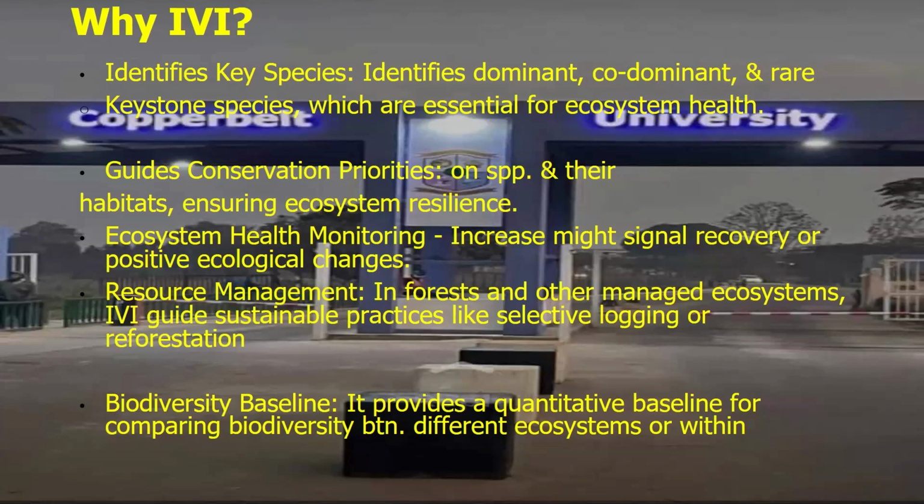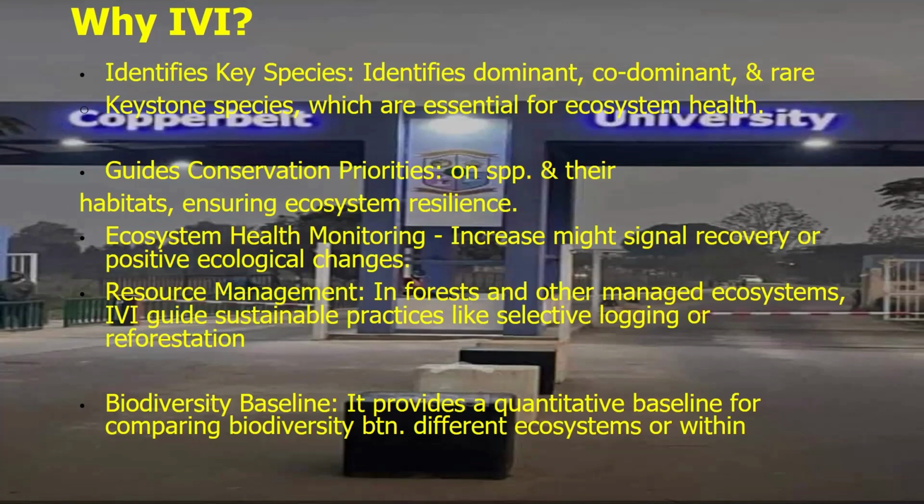It also identifies keystone species. What we mean by keystone is an ecologically important species, which is essential for ecosystem health. So in our example, species A is a keystone species, because if we deplete it and do not conserve that species, the ecosystem will collapse, and provision of ecosystem services, that is goods and services, will not be normal. It also guides conservation priorities.